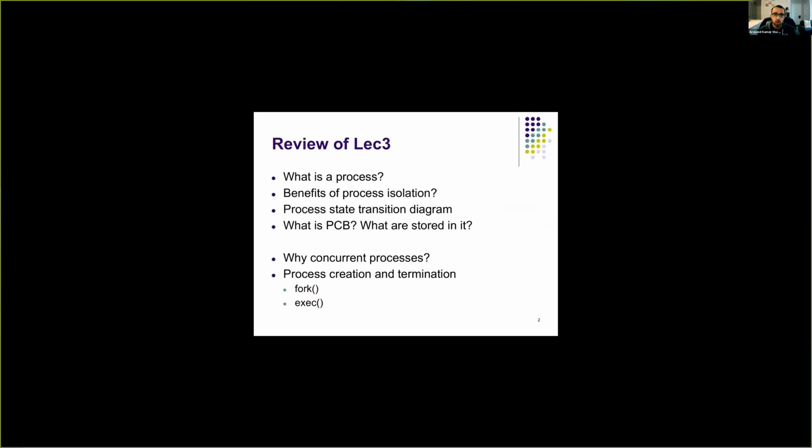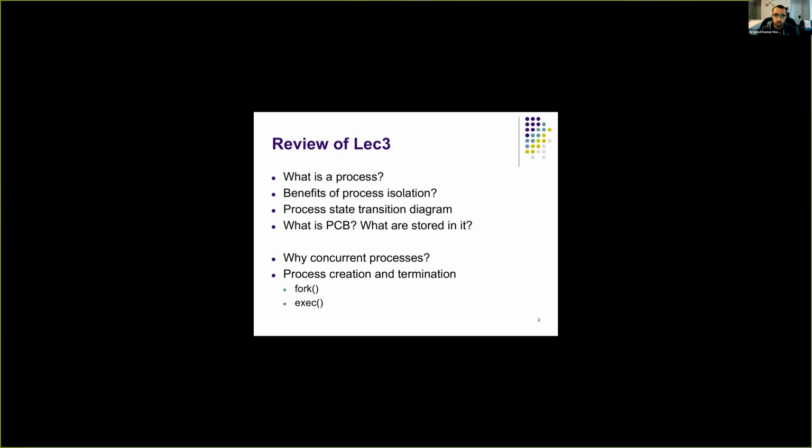So, a brief review of the previous lecture. In the previous lecture, we saw what a process is and what the benefits of process isolation are. Basically, this provides an abstraction for each process so that the process need not worry about the memory that it accesses. It also provides security that we'll be looking into later. Those are the advantages of process isolation.